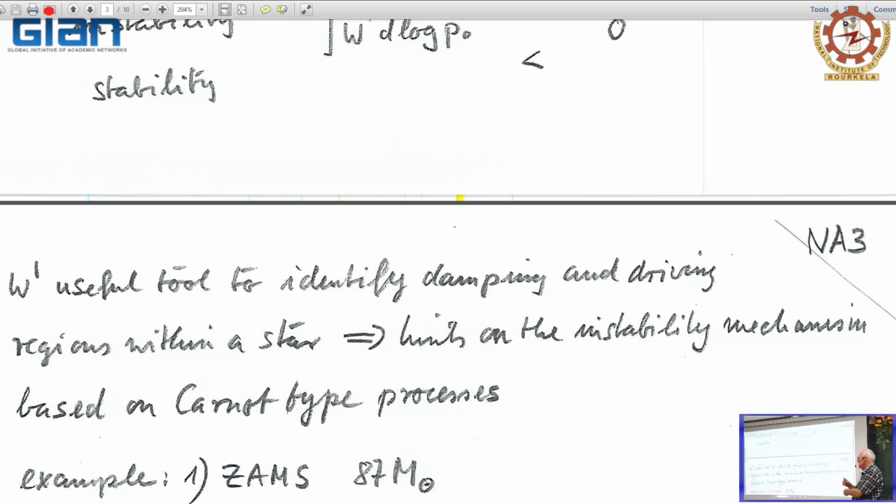It does not give you the instability mechanism, or it does not tell you what the instability mechanism is which is present. Keep in mind also, this analysis is based on the assumption that the excitation of our pulsations is done by a Carnot-type process. That means the instability is caused by transfer of heat energy into mechanical energy. So let's consider two examples.